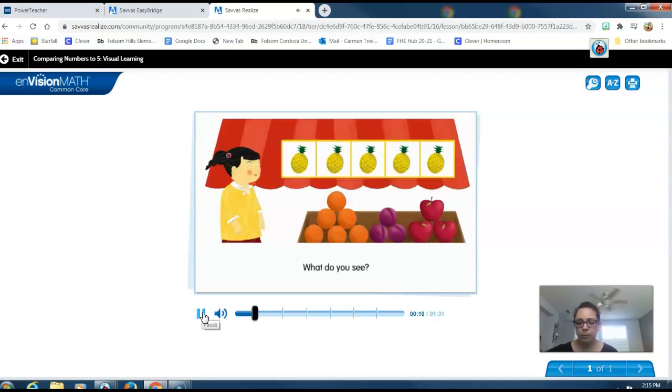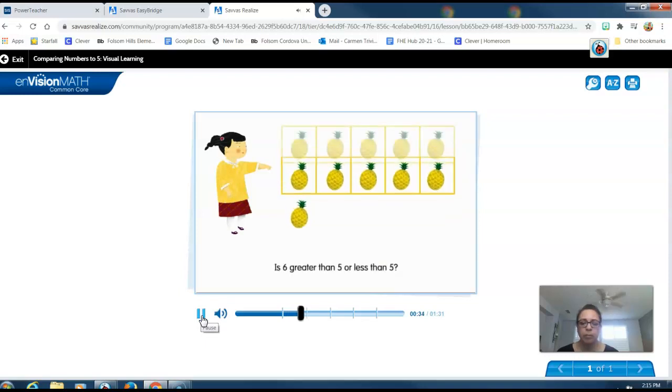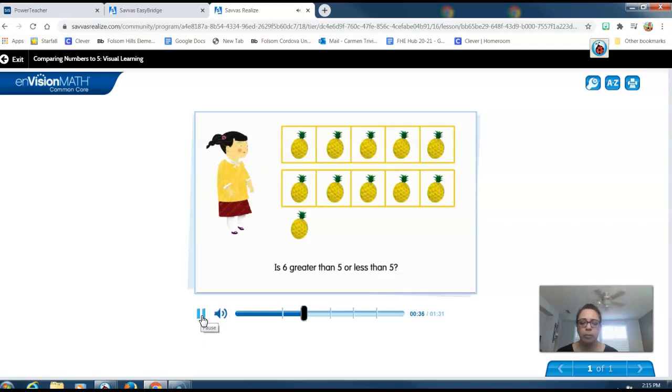What do you see? There are 5 pineapples. How do you know there are 5 pineapples? All 5 squares are full, and there are no extra pineapples. How many pineapples are there? There are 6 pineapples. Is 6 greater than 5 or less than 5?